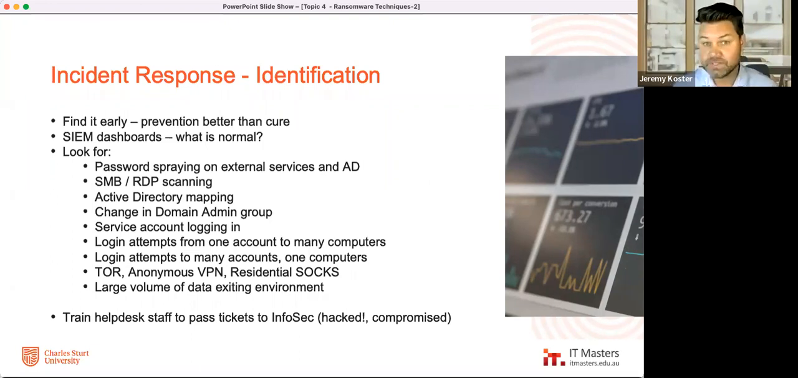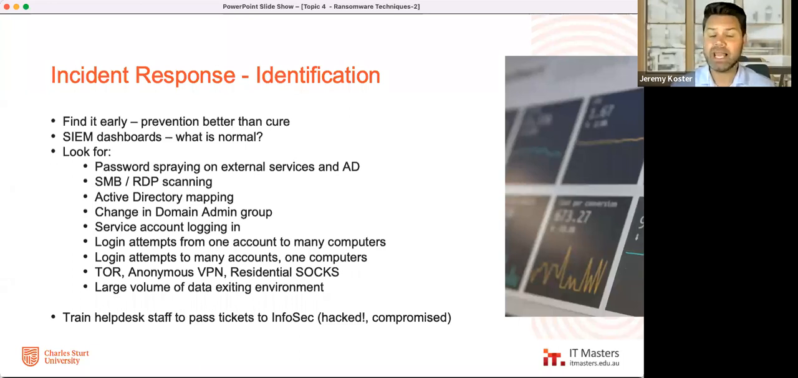The residential SOCKS is really diabolical. These are SOCKS proxies, and I think I've mentioned this before, but SOCKS proxies that are sitting on residential devices that are used to relay information, and they sell them as a service, quite expensive, but some of the ransomware gangs use that to look like they're coming from, say, a TPG or an Optus or a Telstra service, which is typically trusted as a residential service and not as a hosting service. So have a look at those as well.